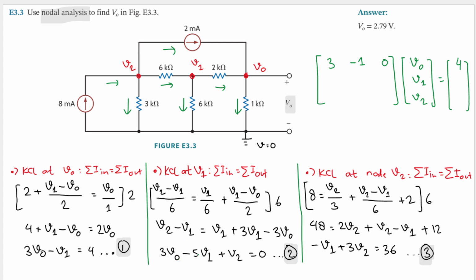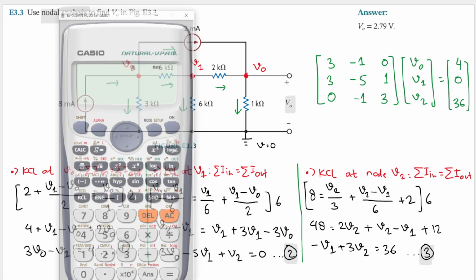Now we can just fill in the other equations here. We have 3, minus 5, and 1. And then on the right hand side, we will have 0. And then 0, minus 1, and then 3. And that will be 36. All good from here. Let's put this into the calculator.